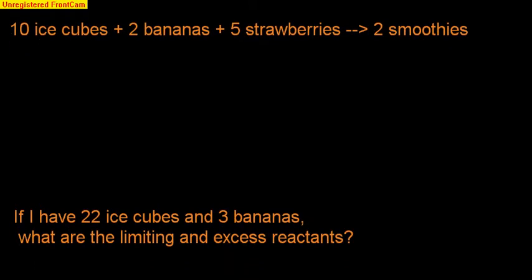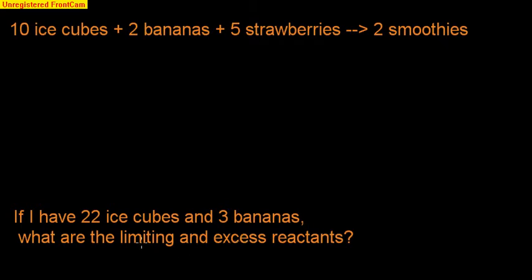So basically the first question that we're going to deal with in this particular example says, if I have 22 ice cubes and 3 bananas, what are the limiting and excess reactants? Well, a little bit of definitions first. Limiting basically means that it's what you have in shortest supply of, which basically means that you can't make more of a substance more than the limiting reactant that you have. Excess means that you have plenty of it, and for making smoothies in this example, we aren't going to run out of it.